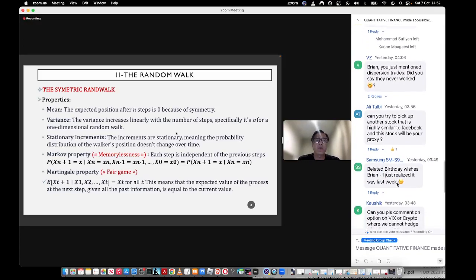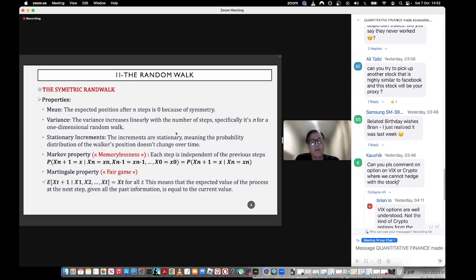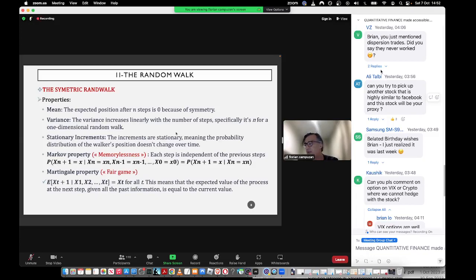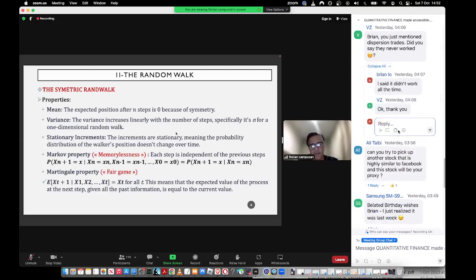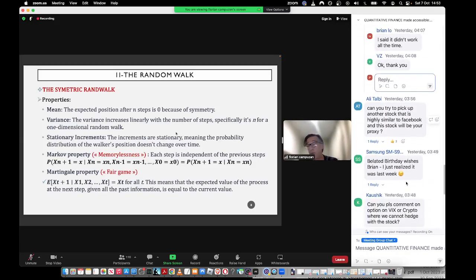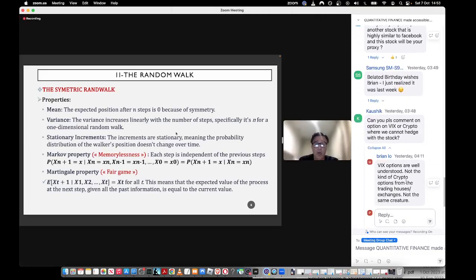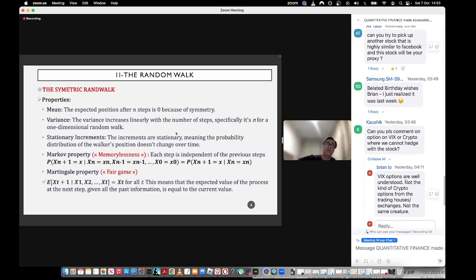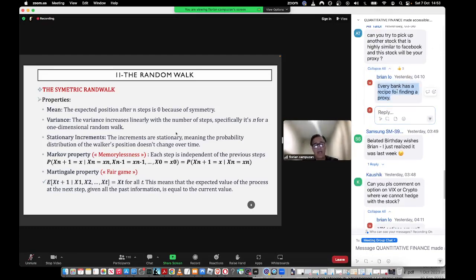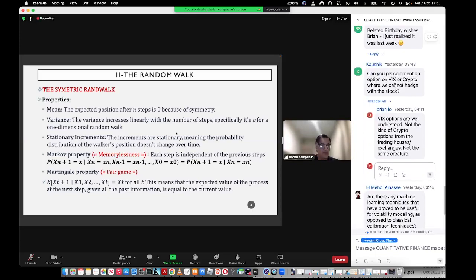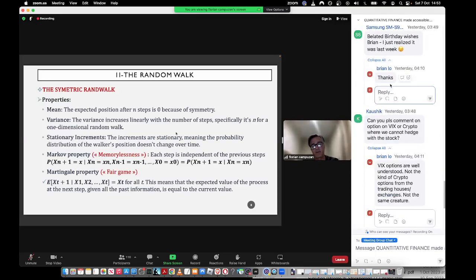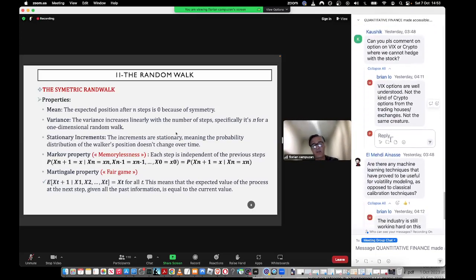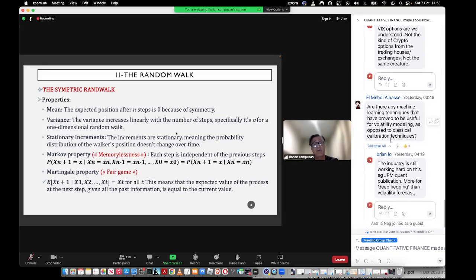Martingale property. You don't know about martingale. Martingale property is about this casino. No, it's not exactly the casino, but it's a way of dealing with your losses in a casino. You don't bet the same amount of money every time. You will double your bet every time you lose.